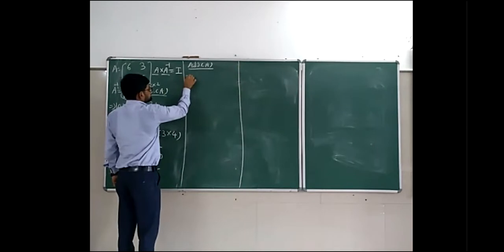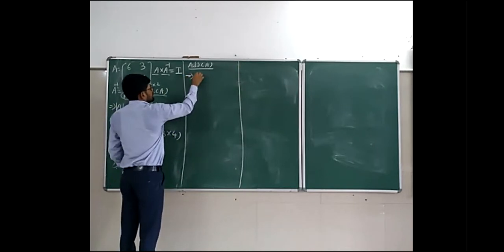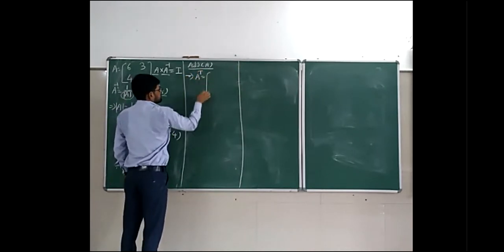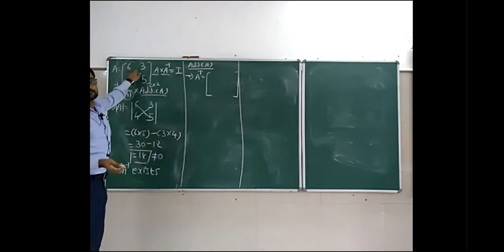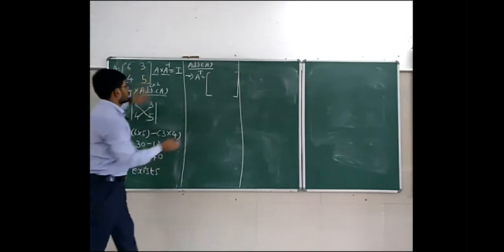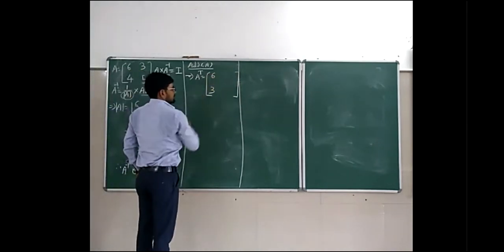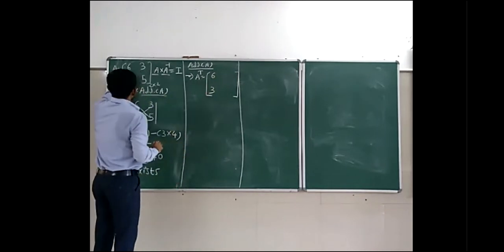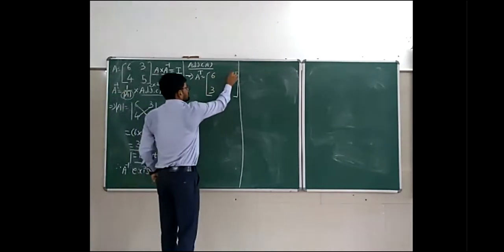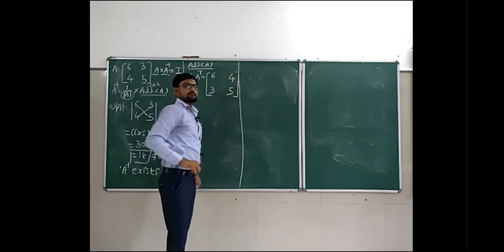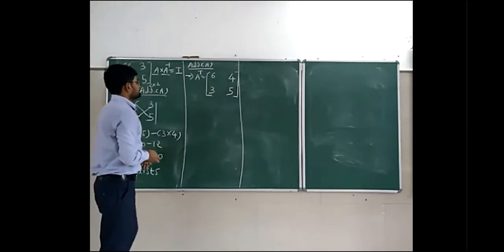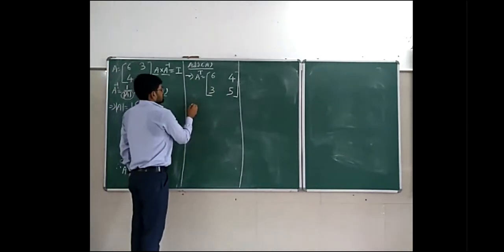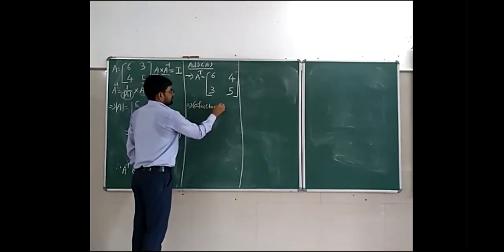Step number 1, find A transpose. Okay. What is the meaning of transpose? Interchanging rows into columns. First row, first column. Second row, second column. Clear? Okay. Then after, we have to find the cofactor of A transpose.